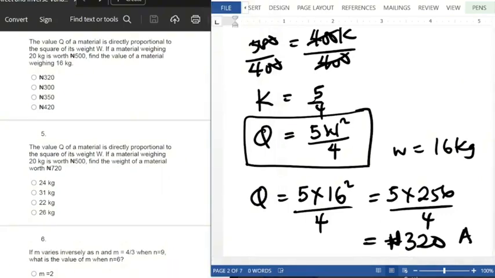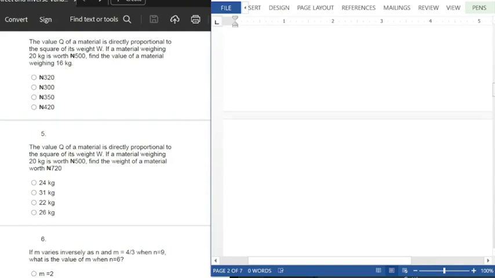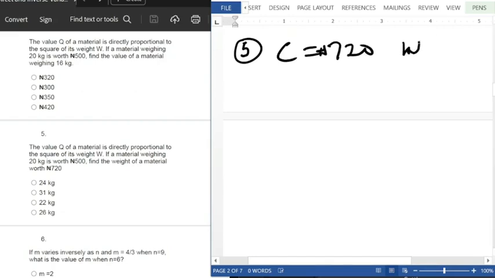Then go to question number 5 now. It's still an extension of question number 4. Find the weight of a material worth 720 naira. So we are looking for the weight now, and we're given the value. That means Q is given to be 720 naira. Then we are looking for the weight. And don't forget the relationship is Q equals 5W squared all over 4.